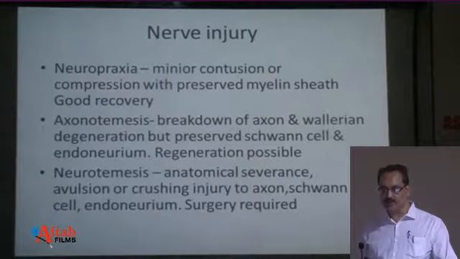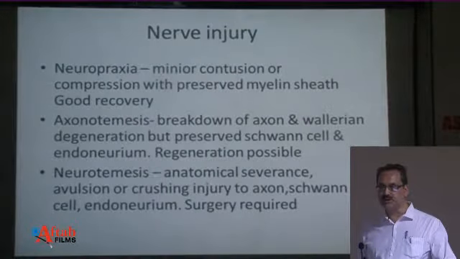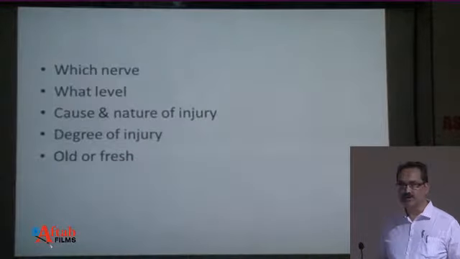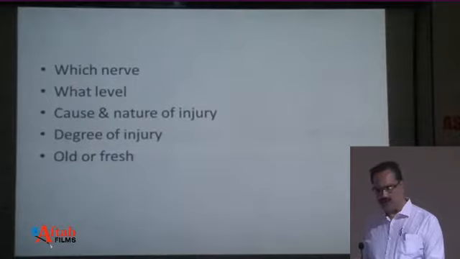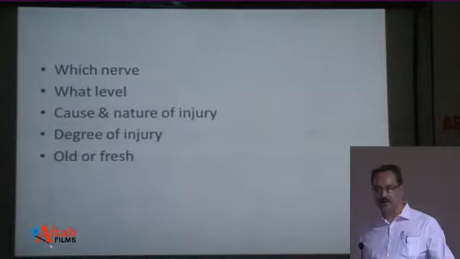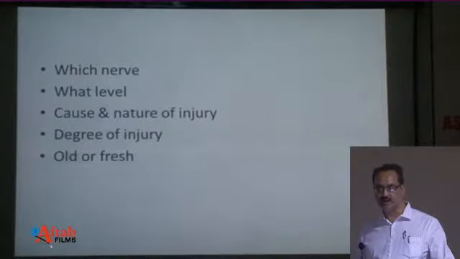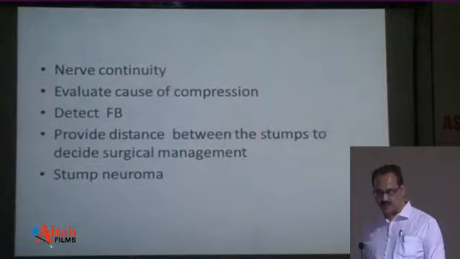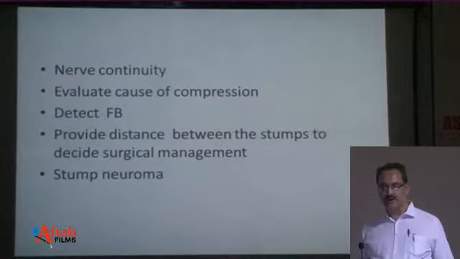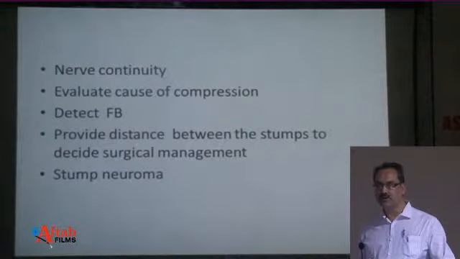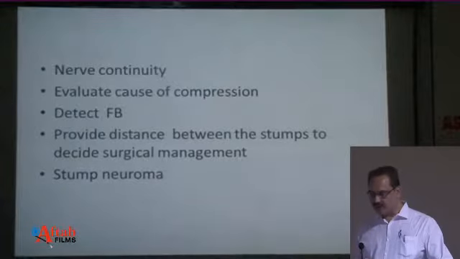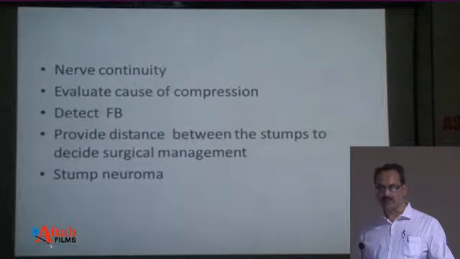But in cases of neurotmesis, where there is actual avulsion injury of the nerve fibers, there is anatomical severance, avulsion or crushing injury to the nerve, Schwann cells and endoneurium. Usually it requires surgery. So ultrasound will give information about which nerve is involved, at what level it is involved, the cause and the nature of the injury, and the degree of injury, whether it is old or fresh, whether the nerve fibers are in continuity or there is some disruption, and it will also evaluate the cause of compression.